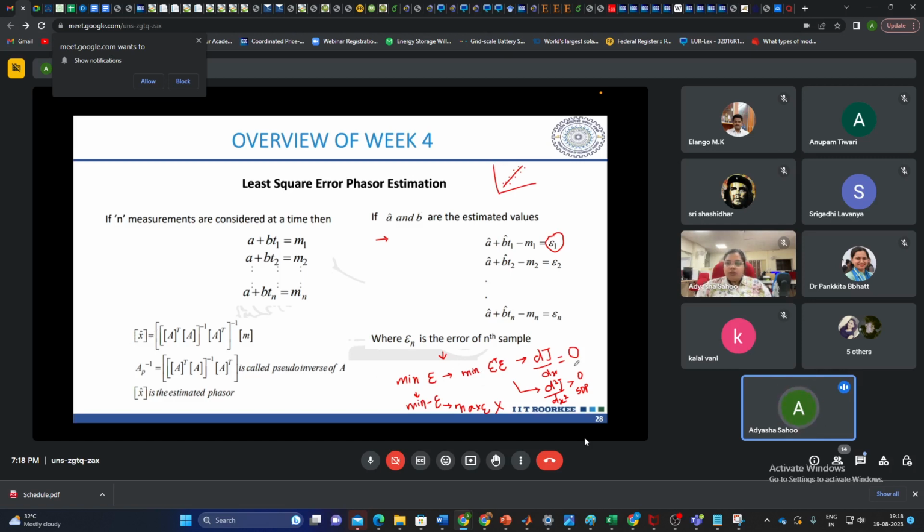So basically if you do this, what you get is here this one, and this whole matrix is called the pseudo inverse of A, this computation that you are doing here. And this matrix, if you multiply by the measurements that you already have, you will get the estimated phasor of the voltage or current or the sample that you are taking.